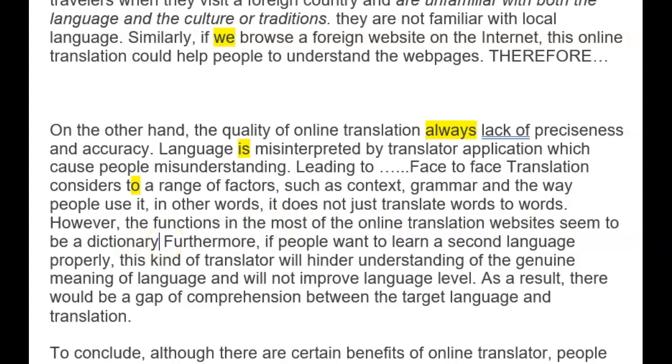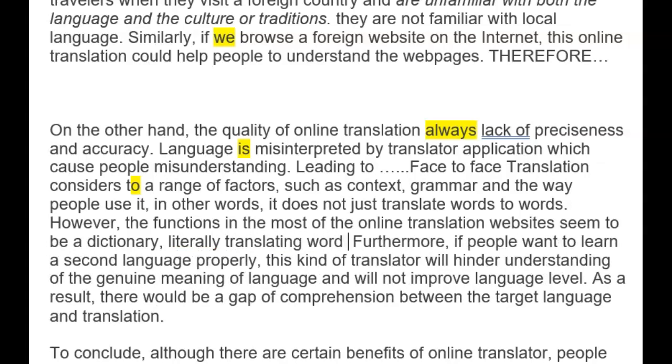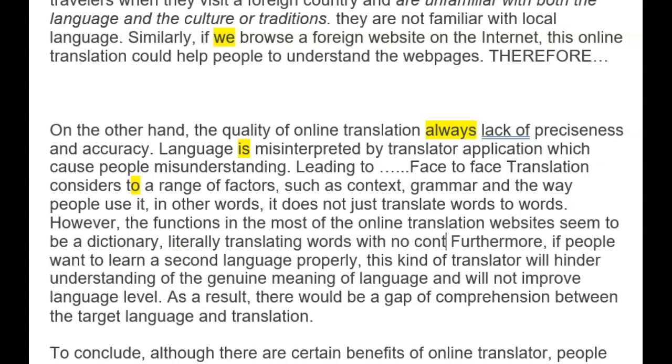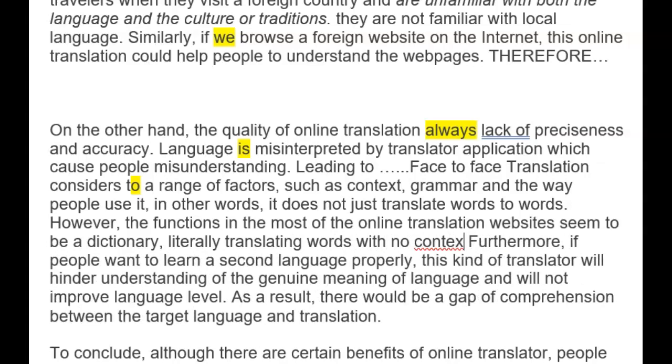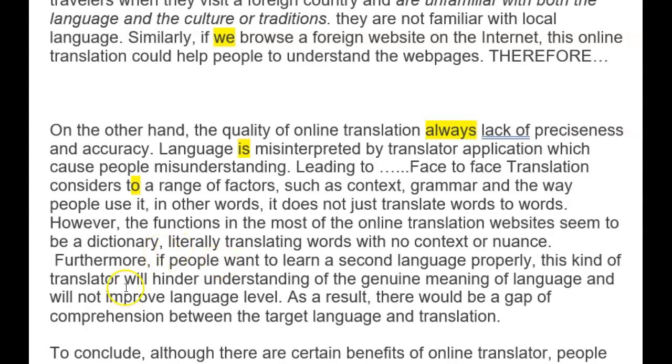I think that's just really good. Literally translating words with no context or nuance. Nuance is just the kind of hidden meaning in some words. Yeah, so just slightly changing the language.